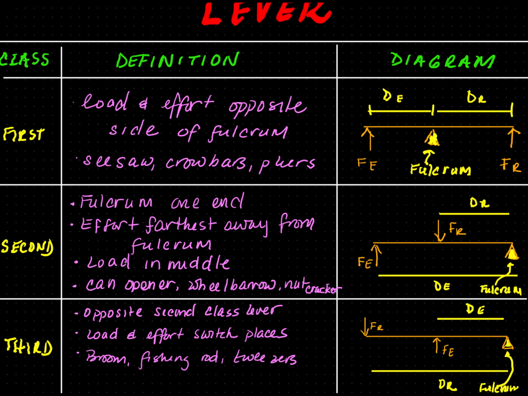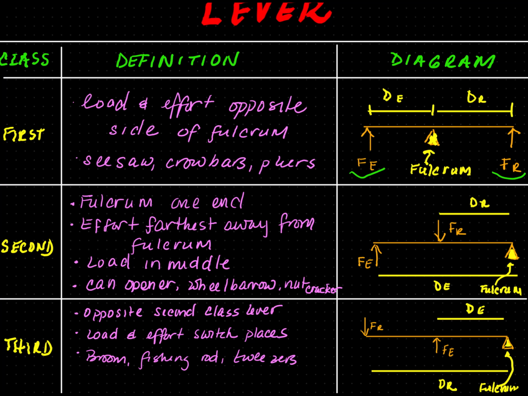The fulcrum is the pivot point. The effort force is on one side. The resistance force or the load is on the opposite side. The distance is measured from the fulcrum to the effort or the resistance. The distance from the fulcrum to the effort is called the distance of the effort or the input. The distance from the fulcrum to the resistance force is the distance r, or the distance of the resistance. Examples of this are seesaws, crowbars, and pliers.